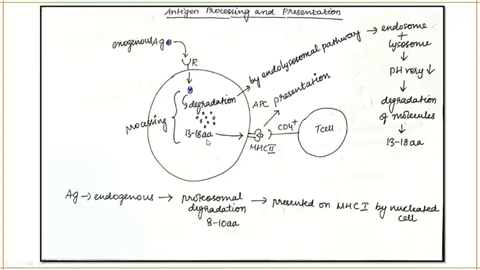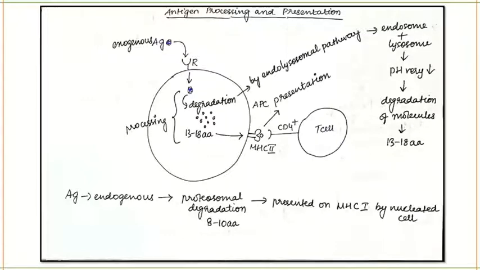When it is broken down, this is called processing, and it will be presented using the MHC2 molecule here. The MHC2 molecule will present this antigen, and since MHC2 is there, it will be recognized by the T helper cell. So this is the T helper cell with the CD4 marker. Interaction will be between CD4 and MHC2. The cell where the processing and presentation is happening is called the antigen presenting cell. Okay.